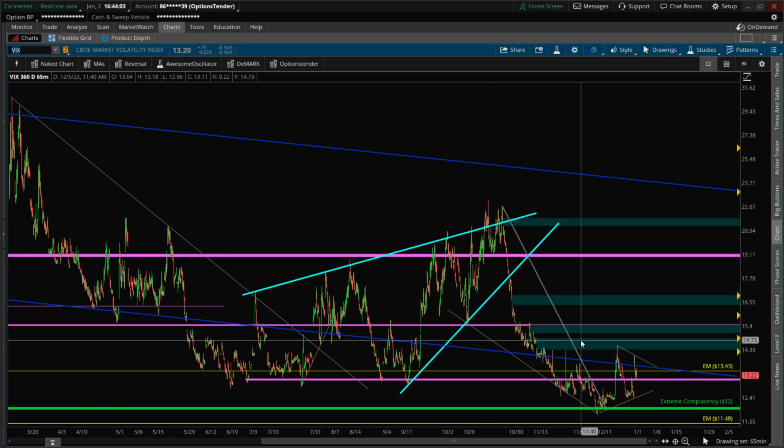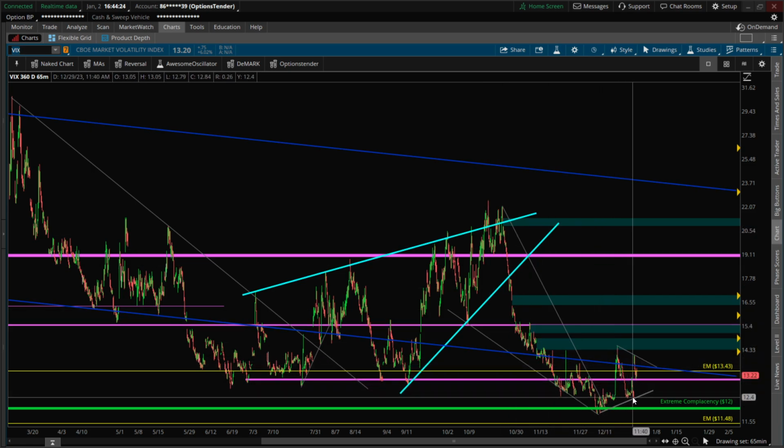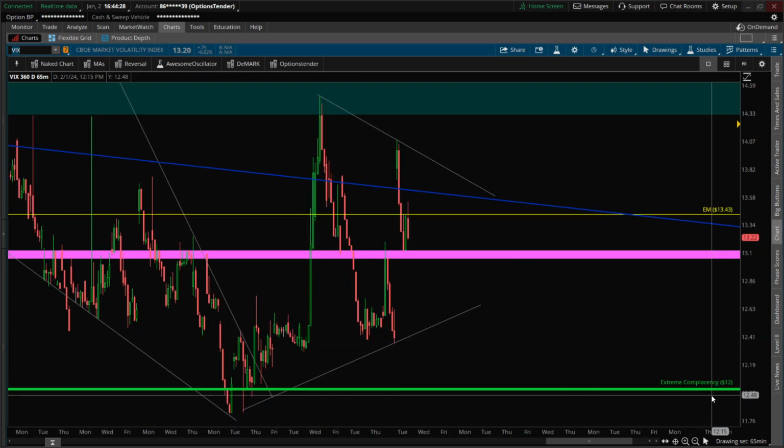All right, so we have the VIX here. We broke out from this falling wedge. Let me start back here. We broke down from this larger wedge to get us a bearish move, which gave us lows into extreme complacency down in this 12 area, and we formed another wedge. Now we broke out of that wedge, pulled back, and now we're consolidating or triangulating, however you want to say it.